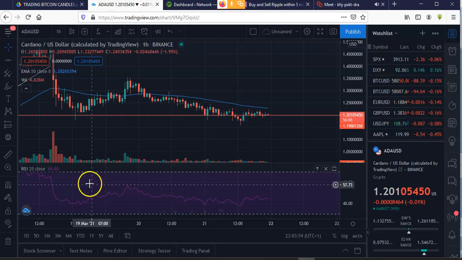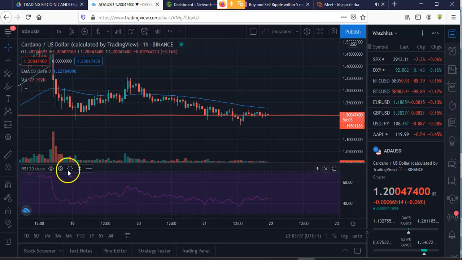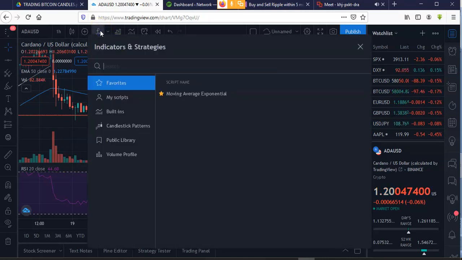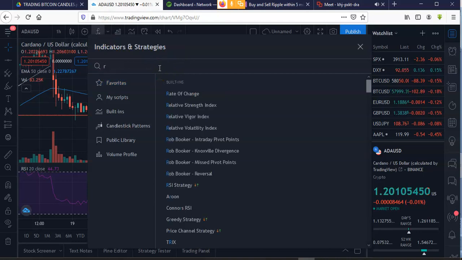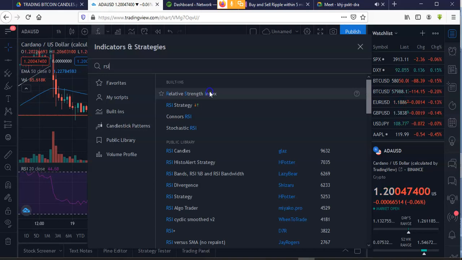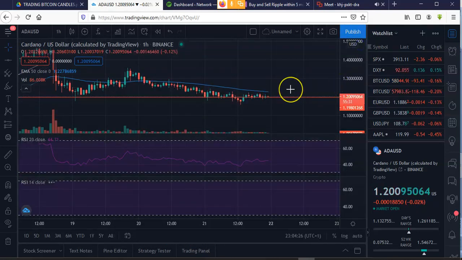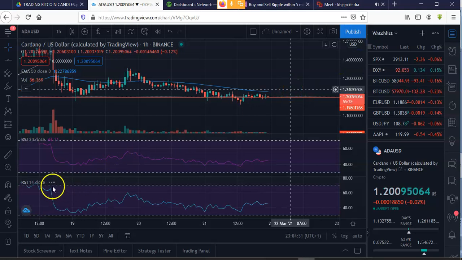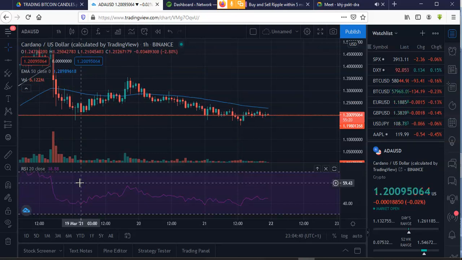Okay, so the next thing is the RSI. Just come to your indicator, the place you will see FS, something. Type RSI, you see relative strength index. Okay, that's what it stands for. So you click on it and boom, you get it. The relative strength index is used to show the area of overbought and oversold.